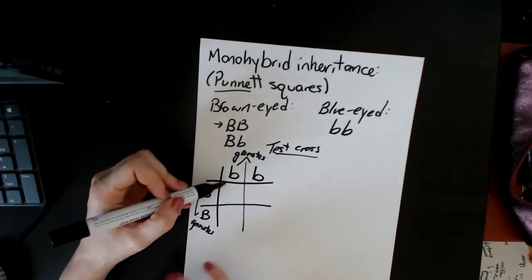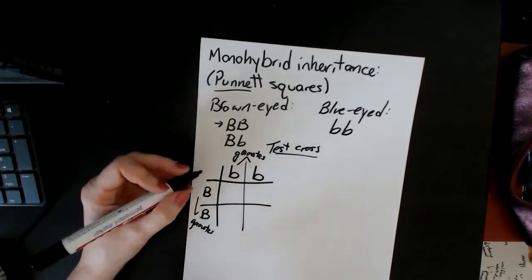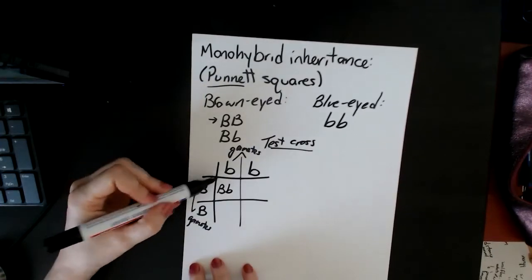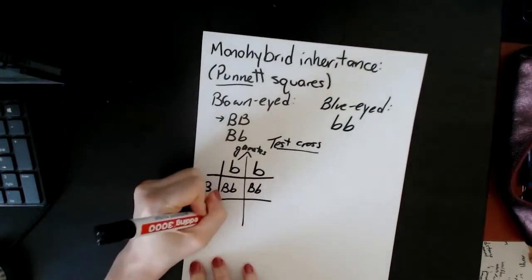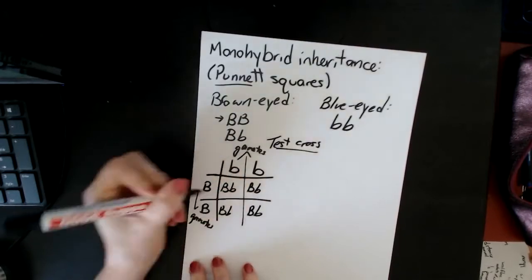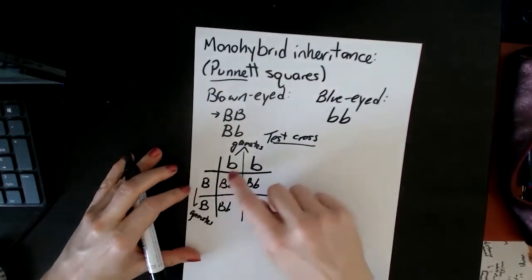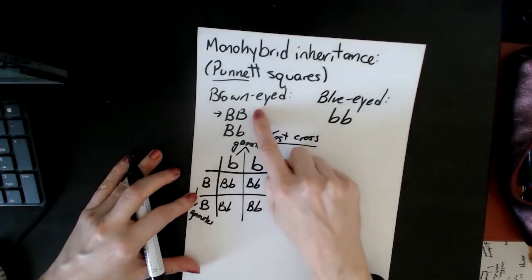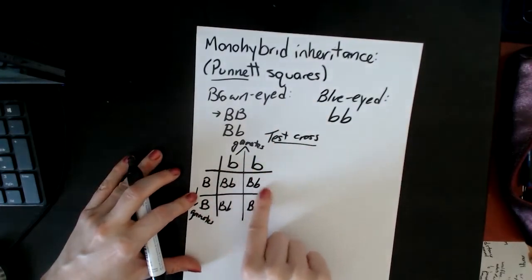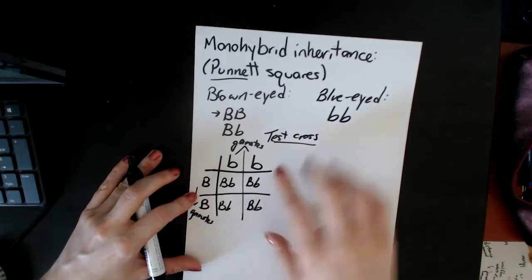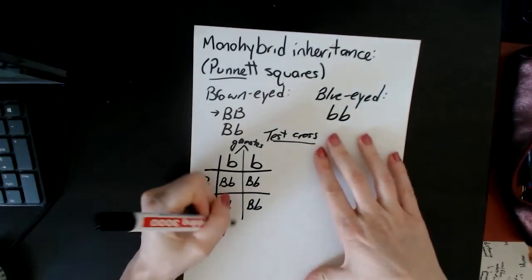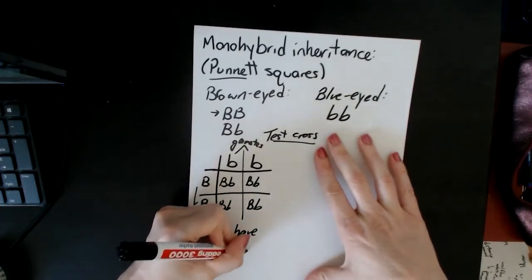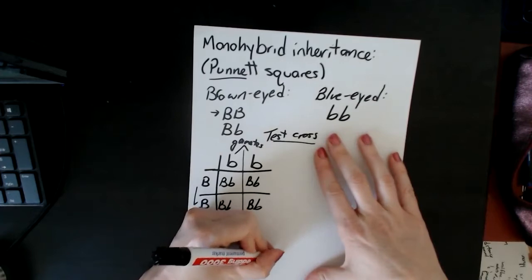And so then you fill in the squares. It's like multiplication, but not. So it's Bb, Bb, Bb. Now I'm just saying it too many times. If this is the genotype of the brown-eyed parent, all of the offspring you can see are going to be heterozygous, and they will all have brown eyes. 100% of these offspring will have brown eyes.